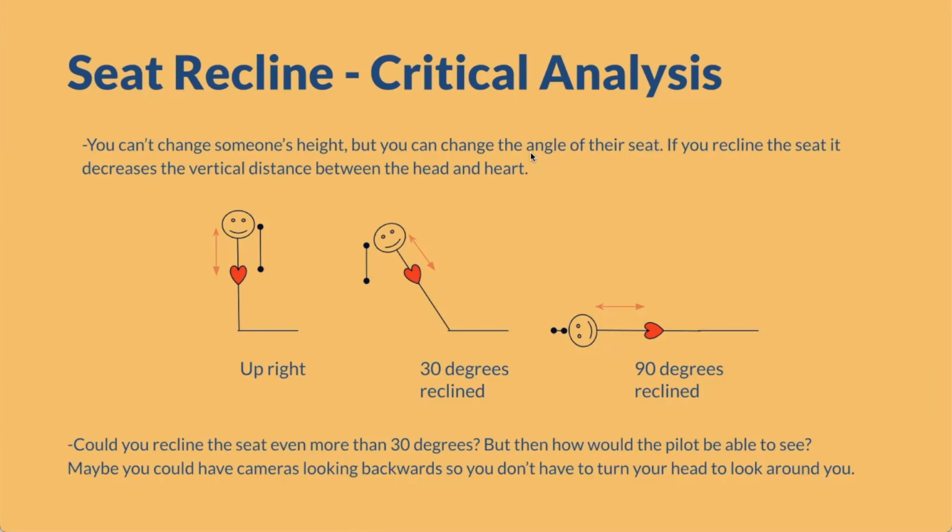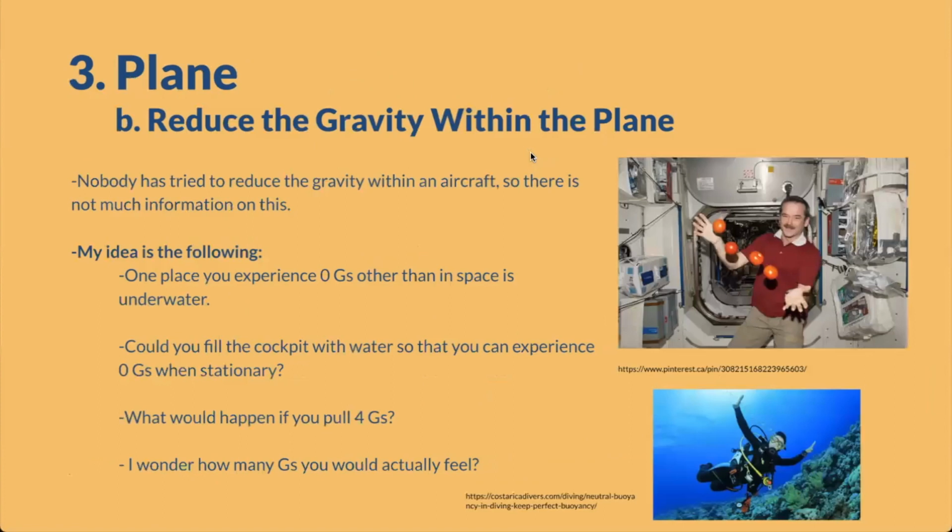Maybe you could recline the seat even more than 30 degrees, but then how would the pilot be able to see? Maybe you could have cameras looking backwards and around you so you don't have to turn your head to look around you. Nobody has tried to reduce the gravity within an aircraft, so there's not much information on this.